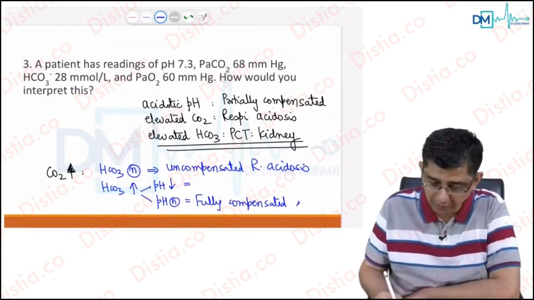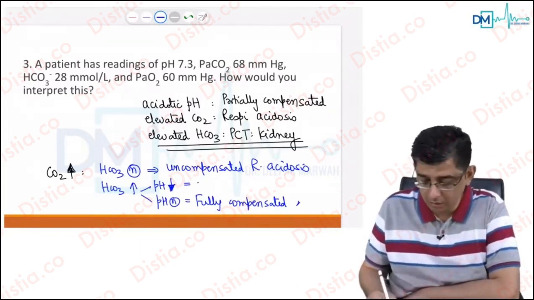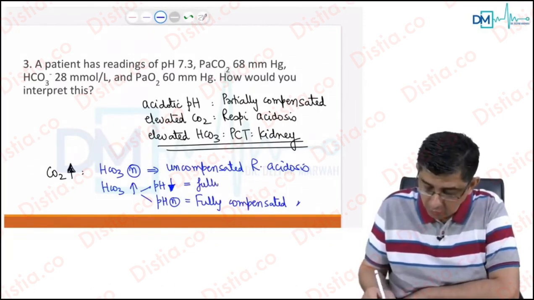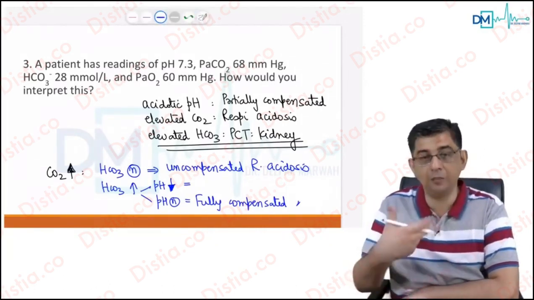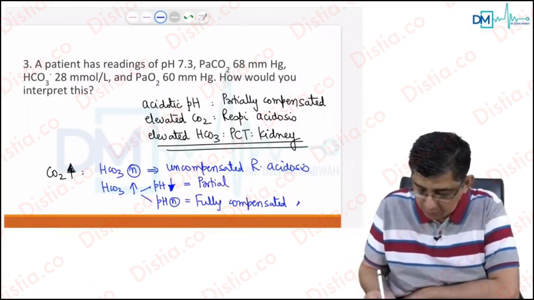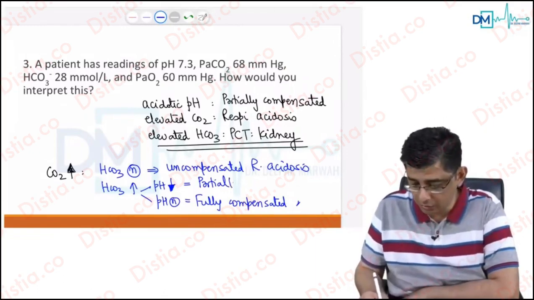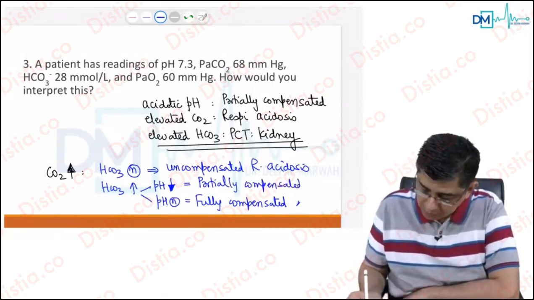On the other hand, if you find that the pH of the patient has not stabilized, it is still lesser. The kidney is trying to do its job, but it has not been completely successful. So this, where the developmental work is still on, is called partially compensated respiratory acidosis.